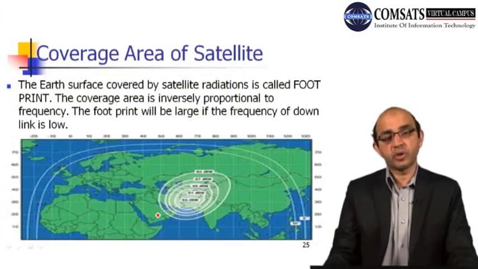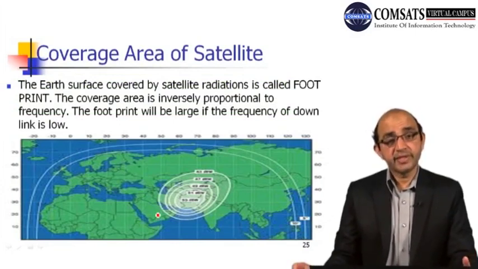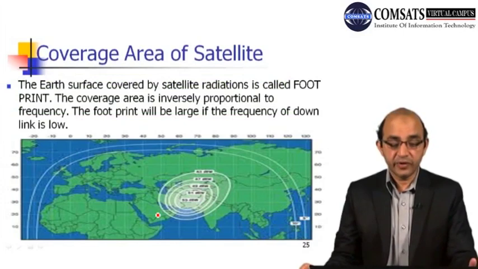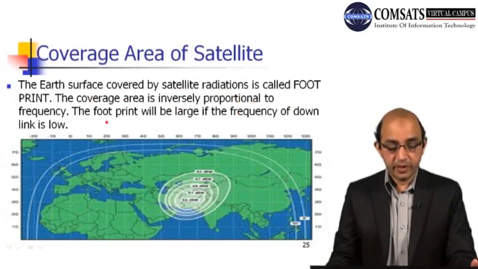So here we will be talking about the footprint of the satellite, or you can say the coverage area of the satellite. So you can see the Earth's surface covered by satellite radiations is called the footprint. Coverage area is inversely proportional to the frequency. The footprint will be larger if the frequency of the downlink is low.